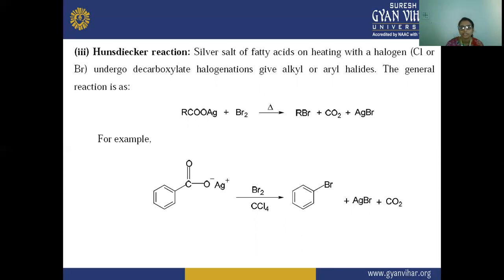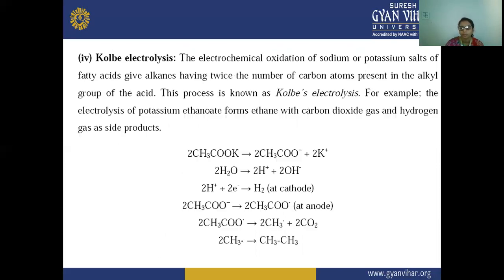Next is your Hunsdiecker reaction. So in this, silver salt of fatty acid heated with halogen undergoes decarboxylative halogenation, giving alkyl or aryl halide. So here also the whole CO2 is removed from here, and for example here the salt is given, and after that there is a formation of this bromobenzene.